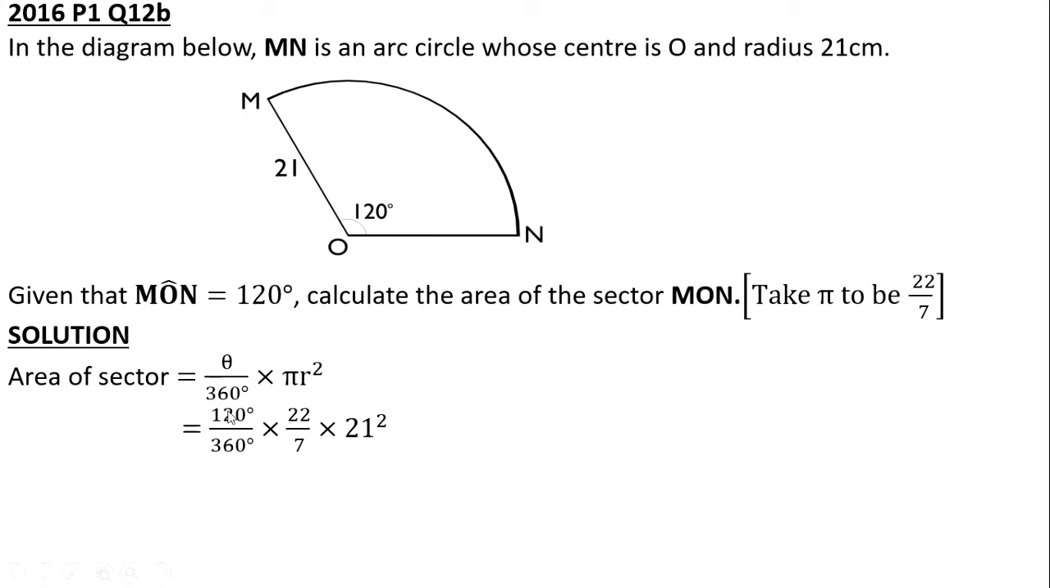Take 120 degrees over 360 degrees to its lowest terms. It will give us 1 over 3. 21 squared is the same as 441. From there, when you simplify, you are going to get 462 square centimeters. Therefore, the area of the sector was 462 square centimeters.